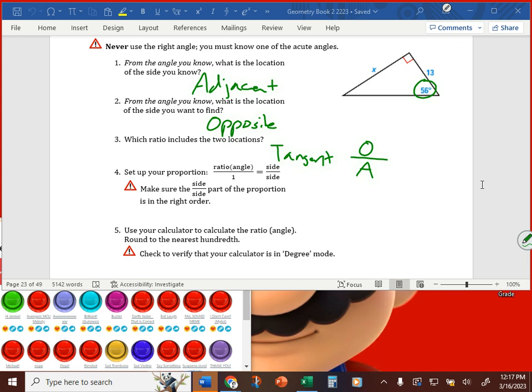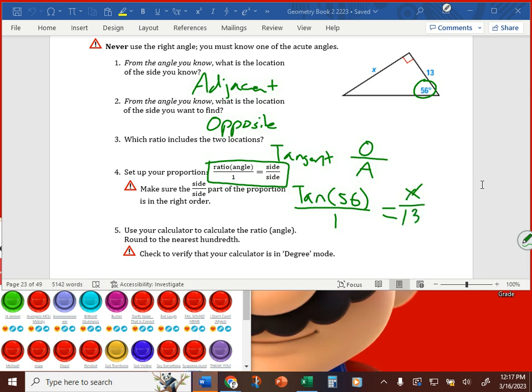Okay, so the order of these doesn't make a difference. If you're using tangent, it's always opposite over adjacent, whether it's the side you know or not. Now, setting up this proportion, now that we've decided it's going to be tangent, that tangent ratio, which we abbreviate TAN, in front of that angle, so tangent of 56 over 1 equals the side over the side. Well, the side over the side is the opposite over adjacent. That's how yesterday we got x and 13.